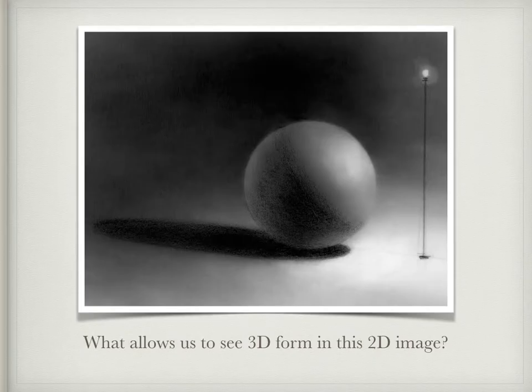Now, what allows us to see 3D form in a 2D image? Remember that things that you see that are flat, that are drawings and things like that, they're actually two-dimensional. They don't have any real depth to them, but they can appear like they have depth. And the reason why they appear to have depth is because of the contrast in values.